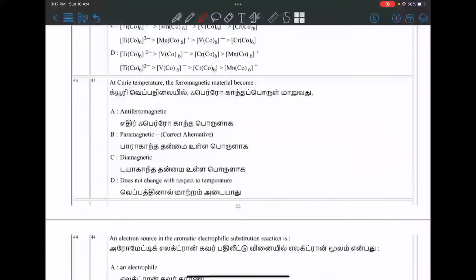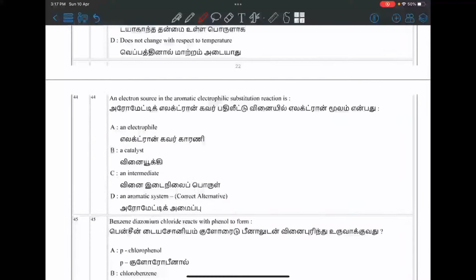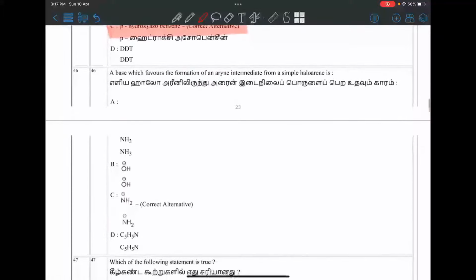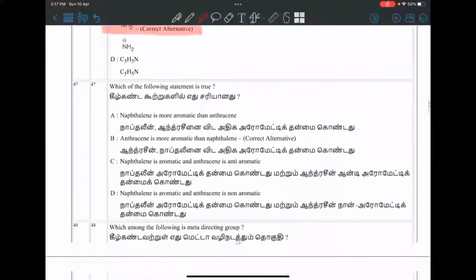இதில் வந்துட்டு paramagnetic. An electron source in the aromatic electrophilic substitution reaction is an aromatic system. Benzene diazonium chloride reacts a base which favors the formation of an arene intermediate from a simple haloarene is NH2 minus. Which of the following statement is true? இதில் வந்துட்டு anthracene is more aromatic than naphthalene.